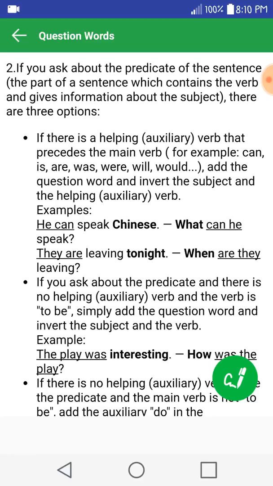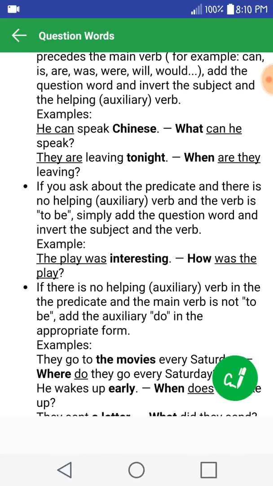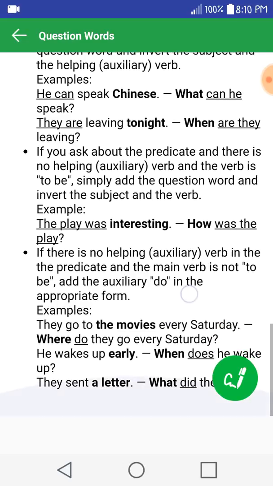If there is a helping, or we may say auxiliary verb that precedes the main verb, for example, can, is, are, was, were, will, would, add the question word and invert the subject and the helping verb. Alright. Examples. He can speak Chinese. What can he speak? Or we have another example. They are leaving tonight. When are they leaving?